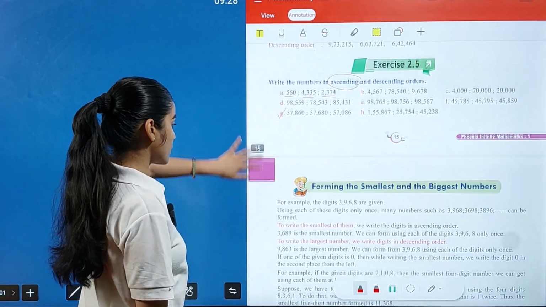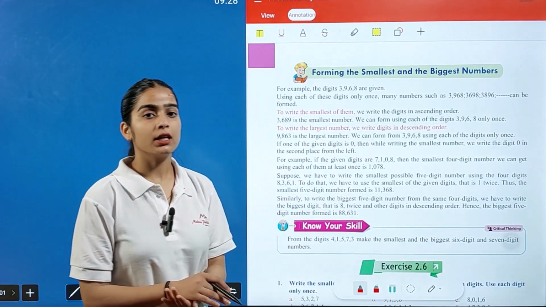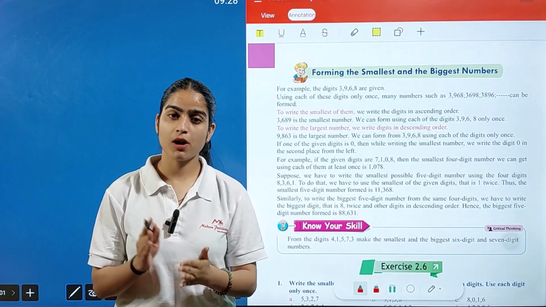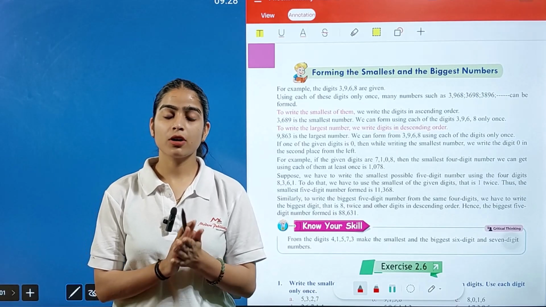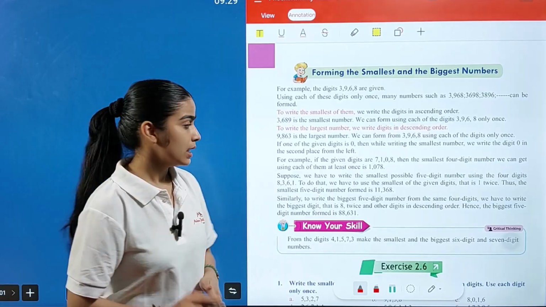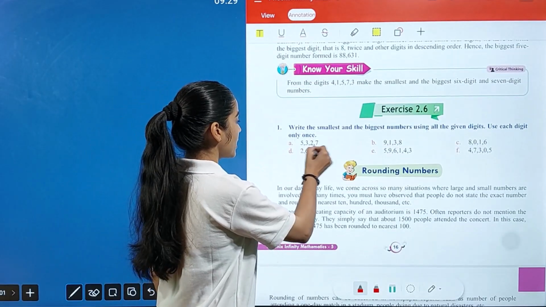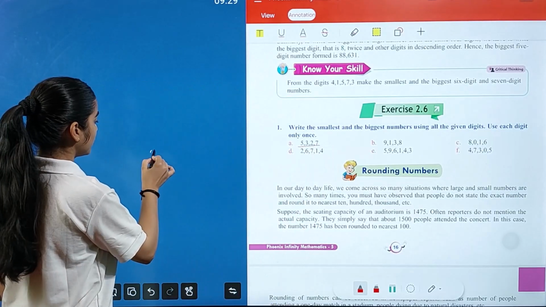Now we move forward to a new concept, which is forming the smallest and the biggest number. We already learned this concept in our earlier classes. If you want to make the smallest number, you have to arrange your digits in ascending order, and if you want to make the largest number, then you have to arrange your digits in descending order. So here we have 2.6. Now you have to make the smallest number with the given digits. So which one is smaller? Then 2.